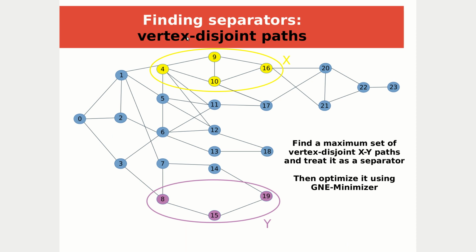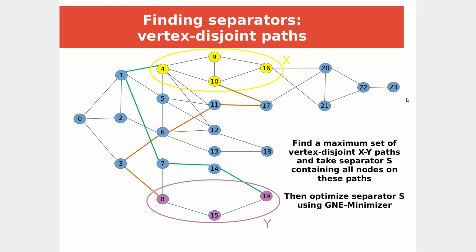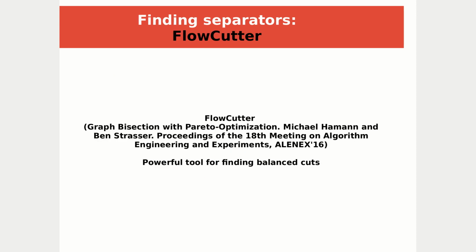Another way of finding separators is using the flow separator creator method. For some two initial sets of nodes, x and y, we find a maximum set of vertex-disjoint x-y paths and treat all nodes on those paths as a separator. We have two paths here, and we treat all nodes on those paths as a separator. We need to improve the separator, in particular using the GNE minimizer method we'll talk about in a second, because the union of all paths itself, without some minimization, usually is a very poor quality separator.